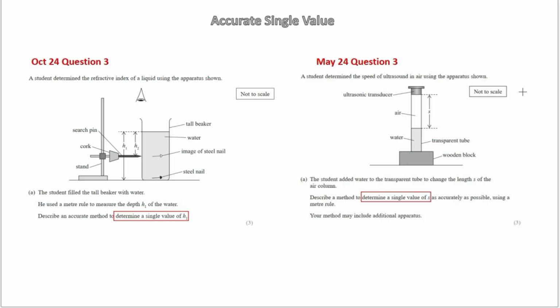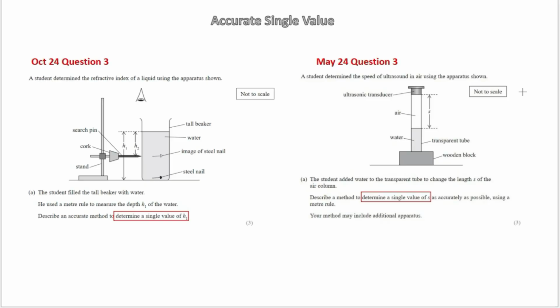Right, so when you look at the two values, let's say h1 or S, both look vertical, right? So your meter rule has to be vertical. And how do you ensure your meter rule is vertical? Using a set square. And also, you can clamp the meter rule. So these two points are optional points. You choose one or the other.